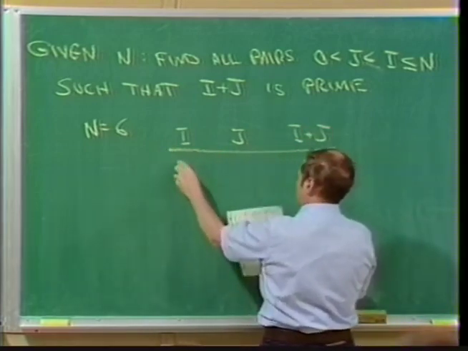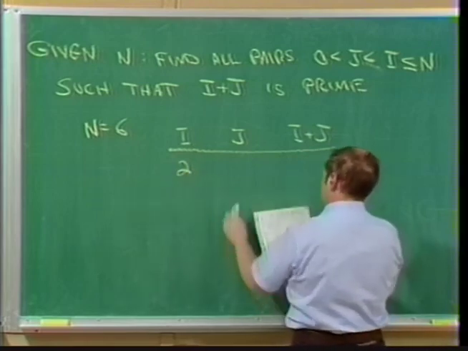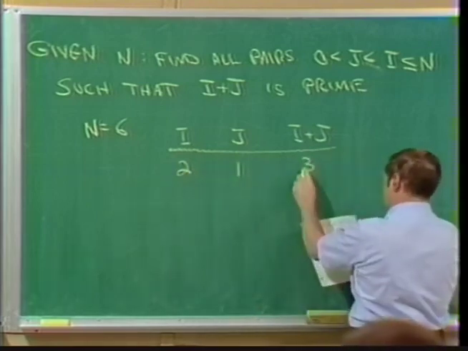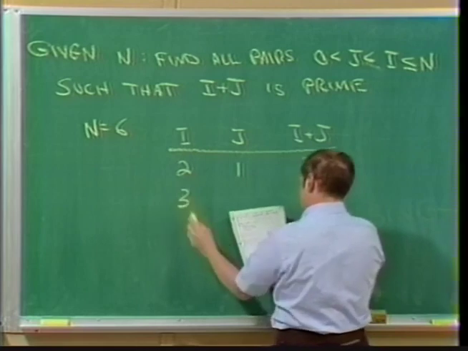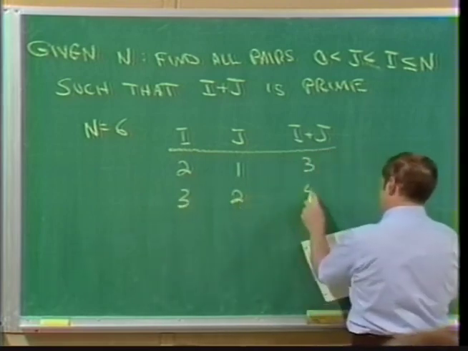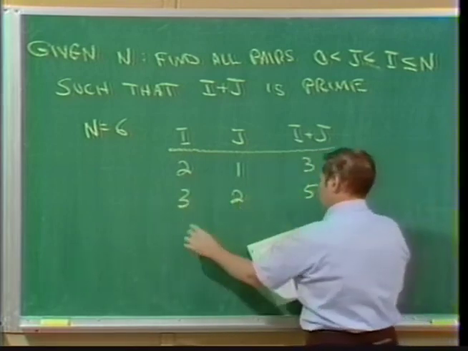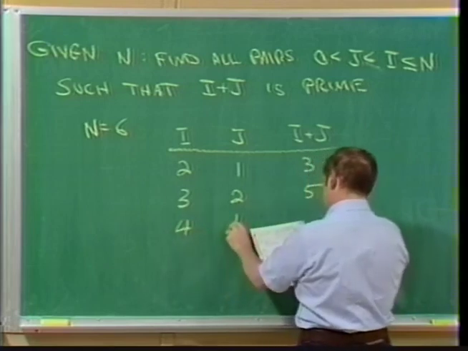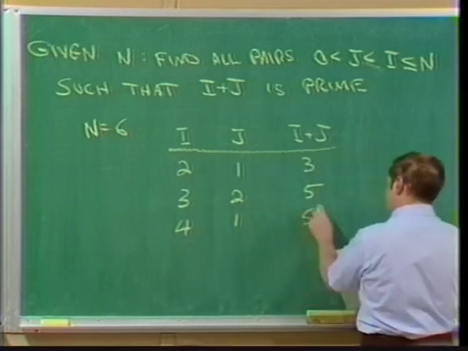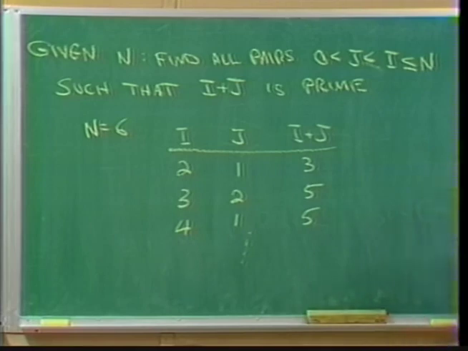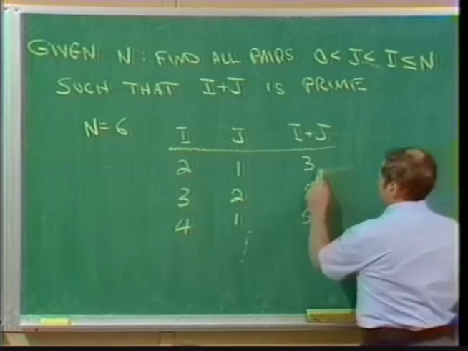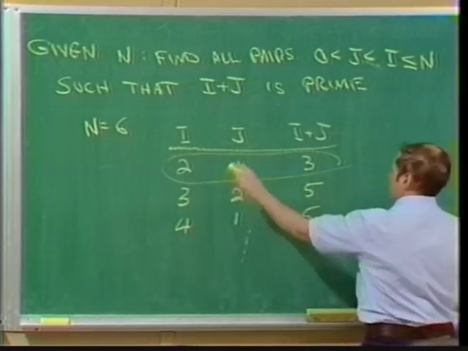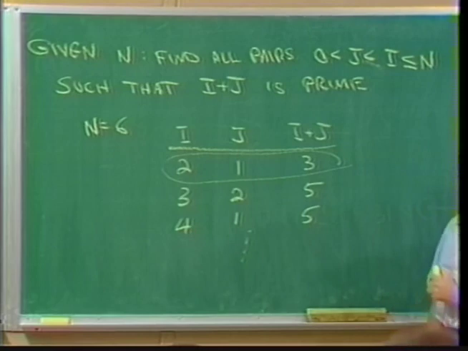So for, say, i equals 2 and j equals 1, I'd get 3. And for i equals 3, I could have j equals 2, and that would be 5, and 4 and 1 would be 5, and so on, up until i goes to 6. And what I'd like to do is produce a stream of all the triples like this: i, j, and i plus j. So for each n, I want to generate this stream.